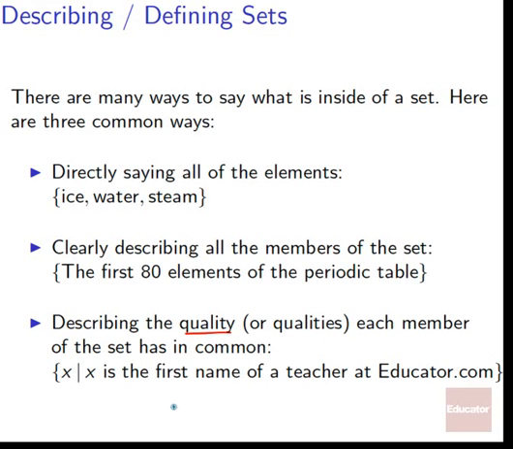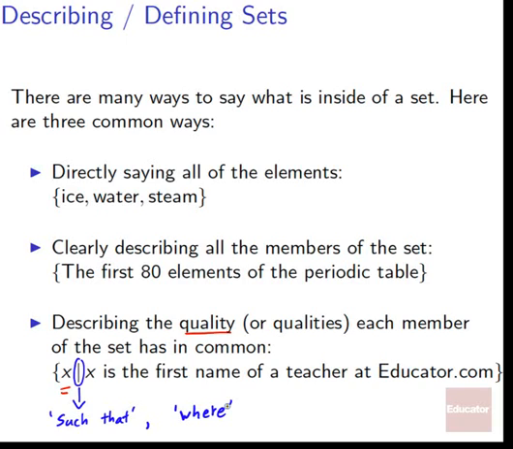So the way that you want to parse this, the way you want to read this, is X is saying this here is what our set is made up of. Our set is made up of all of the X, and then you read this guy, this vertical bar, as saying "such that." So all the X such that X is the first name of a teacher at educator.com would be this set. Another way of reading that vertical bar is the word "where." X where X is the first name of a teacher at educator.com.